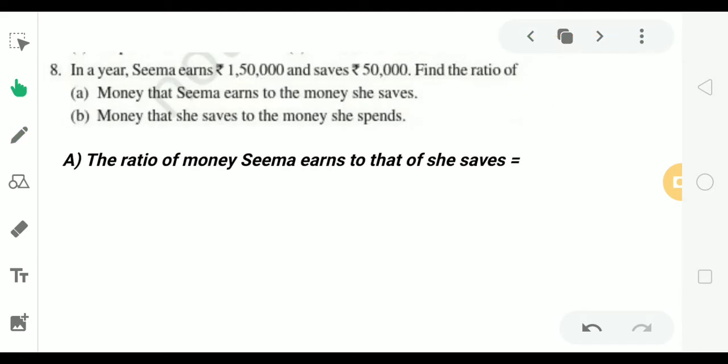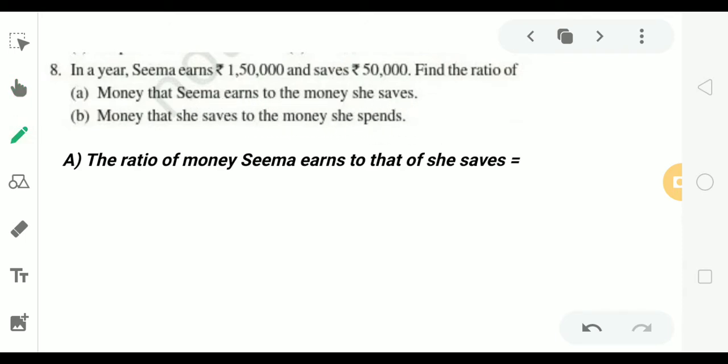The first exercise, 8th question onwards. So the question is, in a year, Seema earns 1,50,000 rupees and saves 50,000 rupees. Find the ratio of the first one, money that Seema earns to the money she saves.